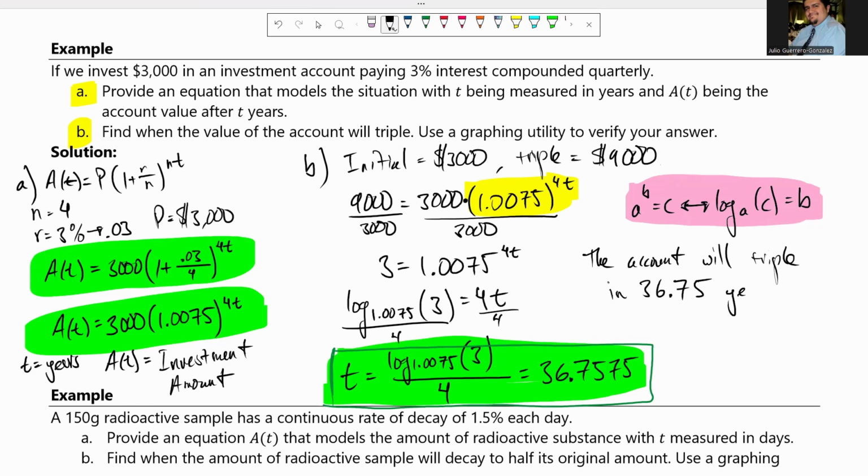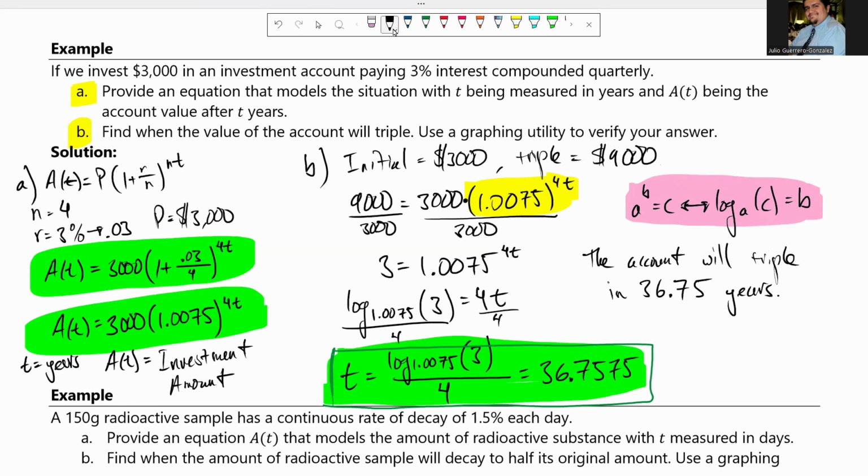We just found $36.75 years. I believe if you go back to the notes for section 4.1, 4.2, we used an estimate. It was 35 point something, or sorry, 36 point something, right? This ends up being the exact value. This is the exact value.